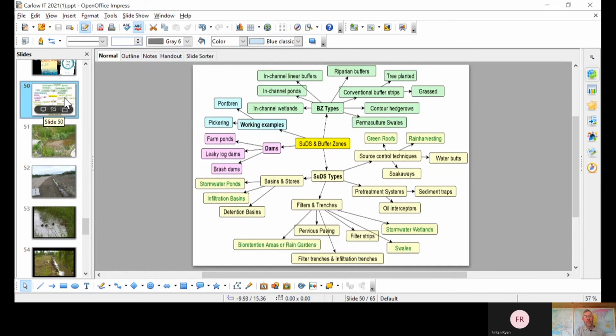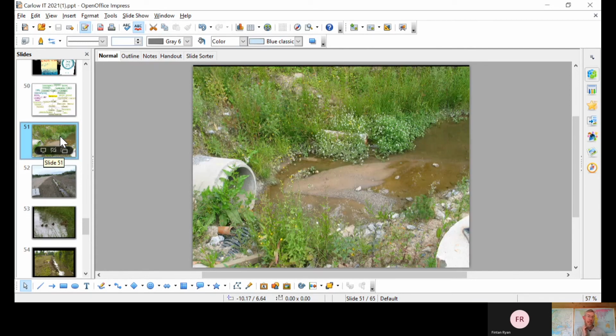I'm going to look very briefly at SUDs and buffer zones. So you're familiar with SUDs, sustainable drainage systems or sustained urban drainage systems, and then buffer zones are the more agricultural type of filters. So in-channel ponds and wetlands, riparian buffers, that type of thing. I won't stay on this slide for long. I'll just say that I look briefly at stormwater ponds and swales are the two main ones in the SUDS types. And similarly in the buffer zone types, we'll be looking at swales and conventional buffer strips. So with buffer zones, I look at SUDS first.